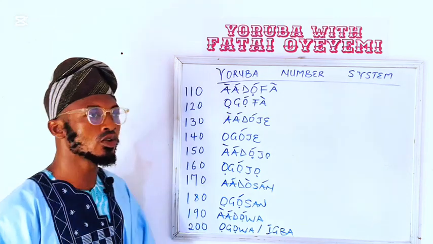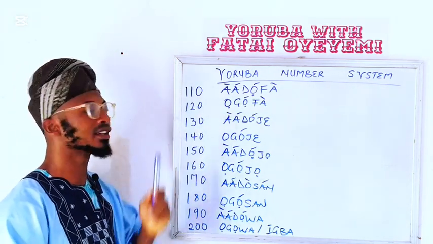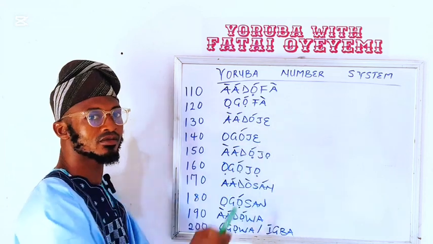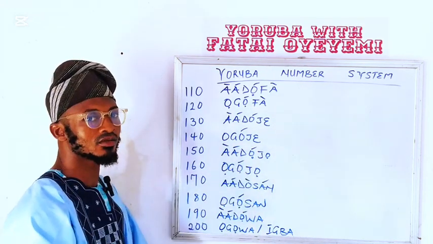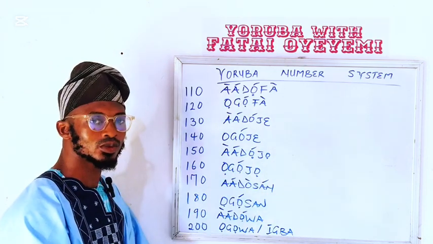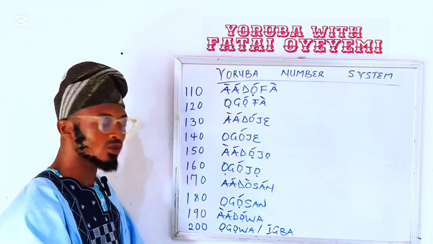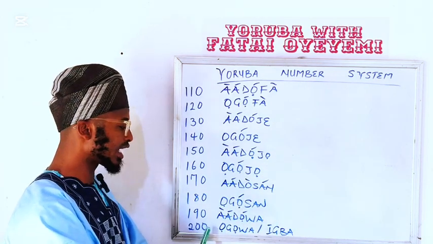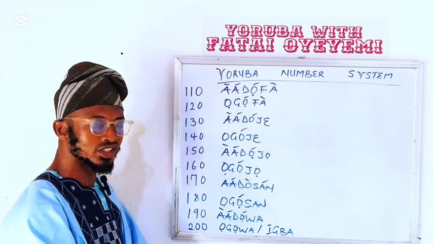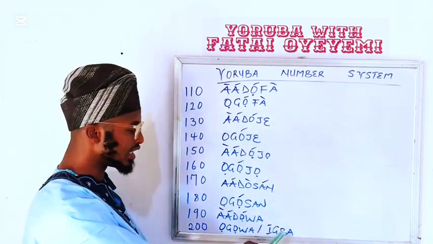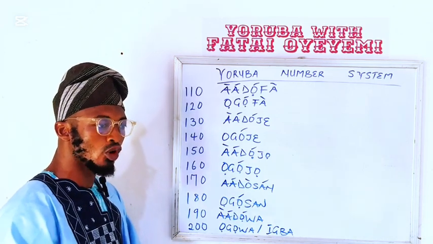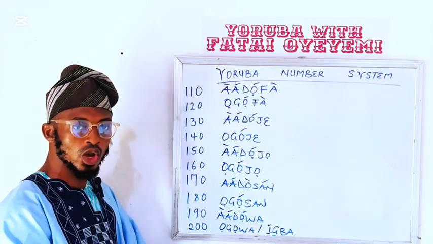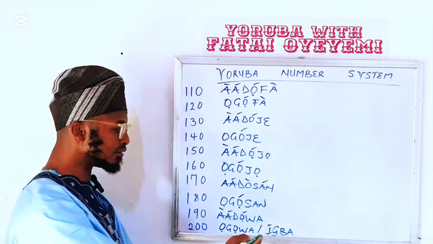So we have it here now. 110 Àádọ́fà, 120 Ọgọ́fà, 130 Àádóje, 140 Ogóje, 150 Àádọ́jọ, 160 Ọgọ́jọ, 170 Àádọ́sàn, 180 Ọgọ́sàn, 190 Àádọ́wàá, and 200 is Ọgọ́wàá or Igba. But note that the most commonly used for 200 is Igba. Very few people call it Ọgọ́wàá. The most common way of calling 200 in Yoruba is Igba.